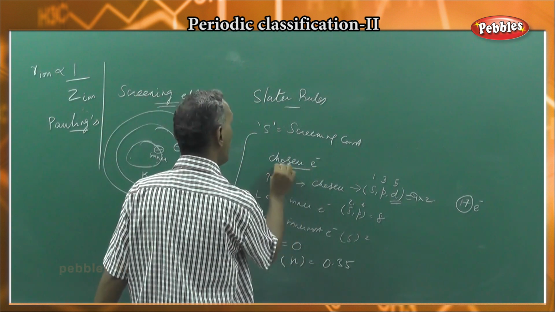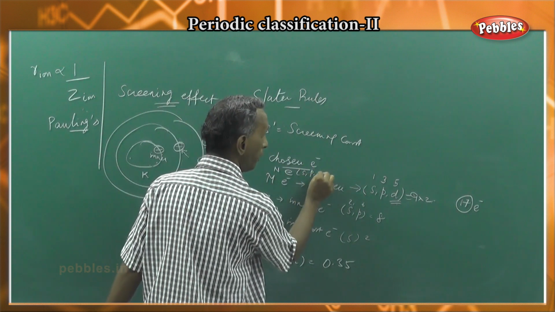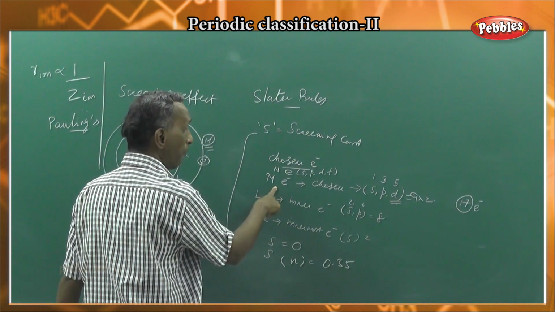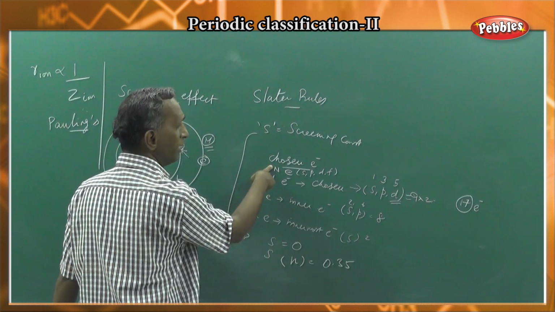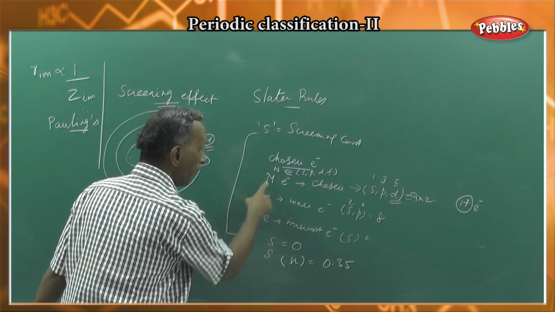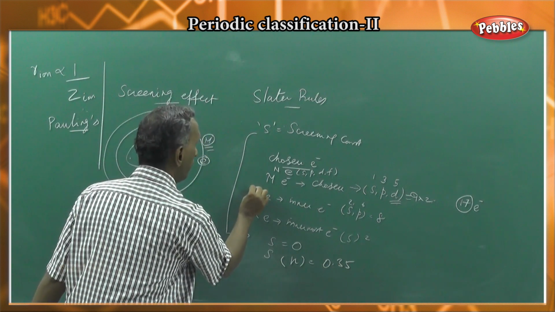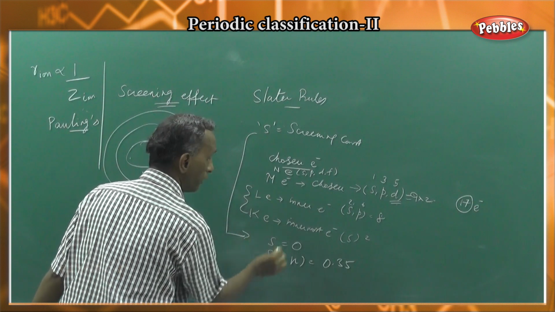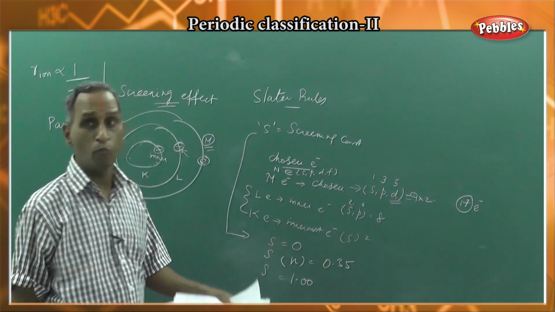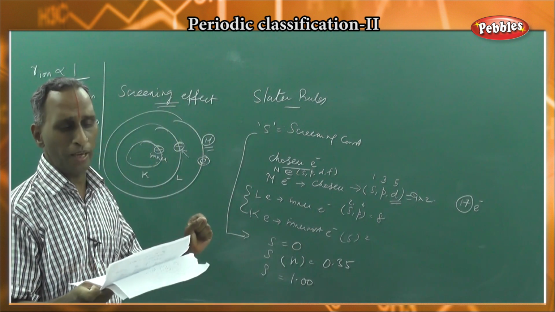But above the M shell there is the N shell, if you consider the outermost. In the N shell there are s, p, d and f, 4 types of orbitals, so there are many more. For the M electron, the screening effect of an N electron is 0. The screening effect of other M electrons is given by the screening constant 0.35, whereas for the M electron, both the K as well as L shells, all the other innermost shells, the screening constant is 1.00. That is to be noted.